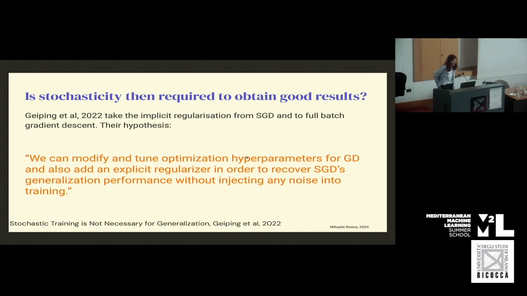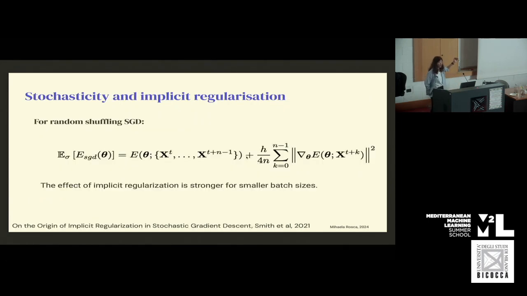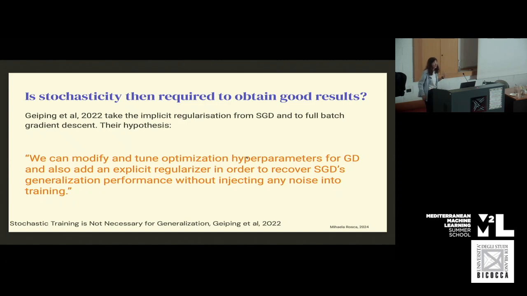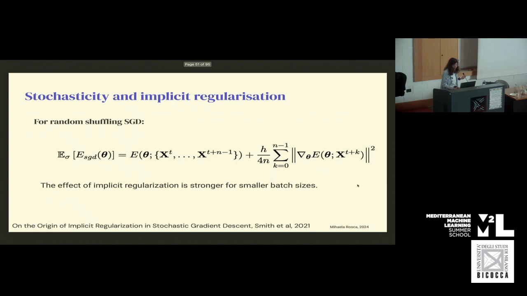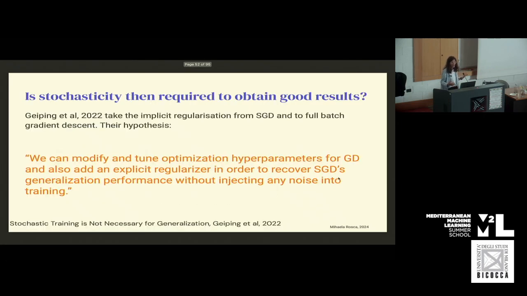What they say is, well, can I take the implicit regularization from SGD that just happens? I want to stress again that this kind of regularization inherently happens when you do SGD. You don't have to do anything for it. It just comes for free, so to say. Can we take that and make it explicit in full batch gradient descent and then see if that also generalizes really well and bring back the gap between SGD generalization and full batch gradient descent generalization? That's their idea. They take a form of this regularizer and add it to the loss of a model trained with full batch gradient descent.